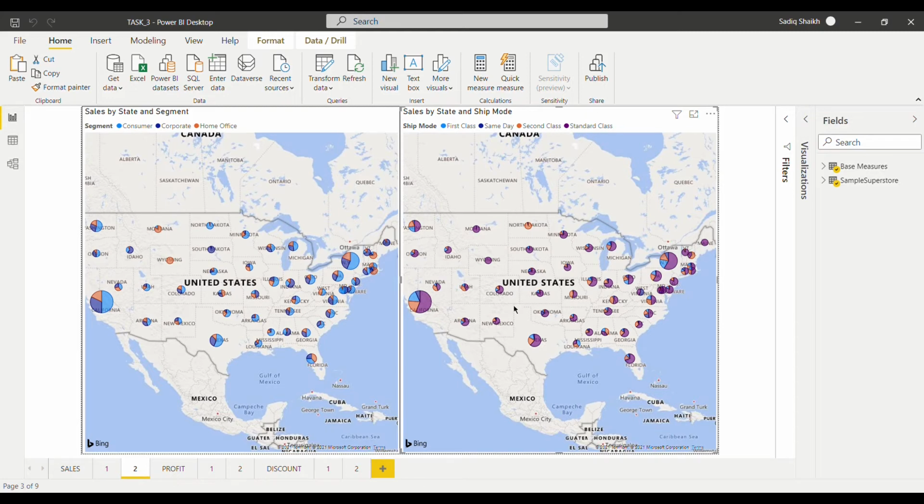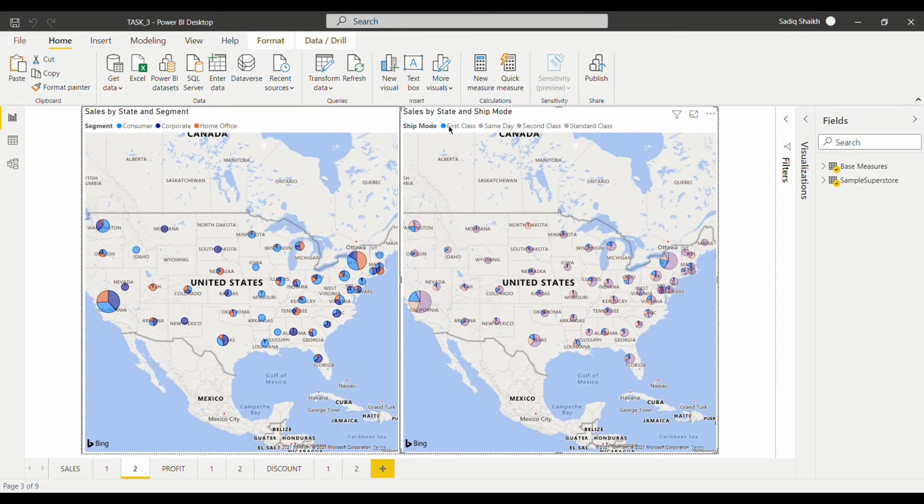So as you can see, the purple one is the standard class, the first class is the blue one. If we select the blue one, we can see that first class is over here. Then among all these areas, New York and California have mostly first class sales, and the rest of the areas mostly prefer standard class and second class sales.